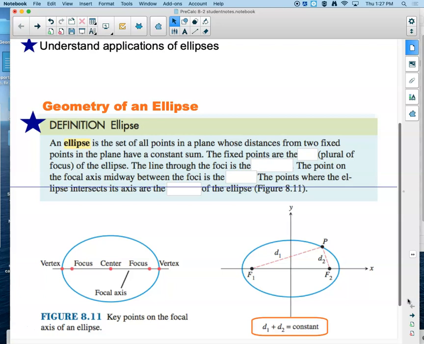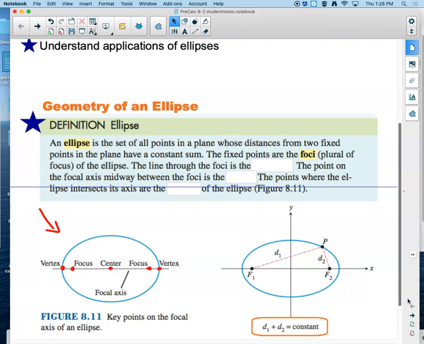An ellipse is a set of all points in a plane whose distances from two fixed points in the plane have a common constant sum. The fixed points are called the foci, and that is the plural of focus of the ellipse. So when you look at this picture, you see here's this oval, this ellipse, and it doesn't have just one focus, it has two foci inside it. And you can't help but notice that the center is right between those two, and that outside we get what's called a vertex. But those are all on the same axis, the center and the focus and the vertex.